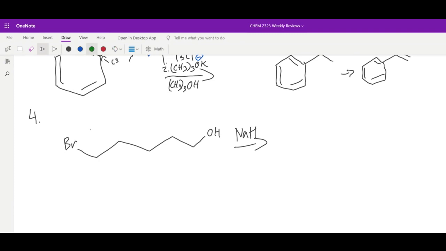I have my leaving group. My leaving group is on a primary carbon, which means maybe SN2. I need a strong nucleophile. Looking at my reagent, I have a strong base, not a nucleophile. And then you have the other point of this alcohol. What is that alcohol doing? Is that leaving?